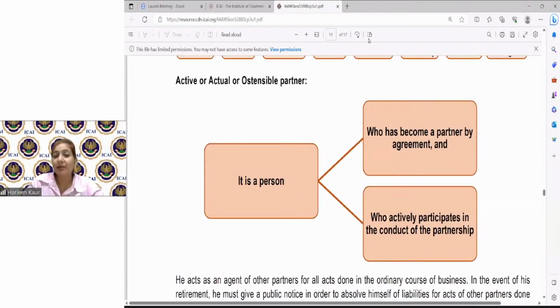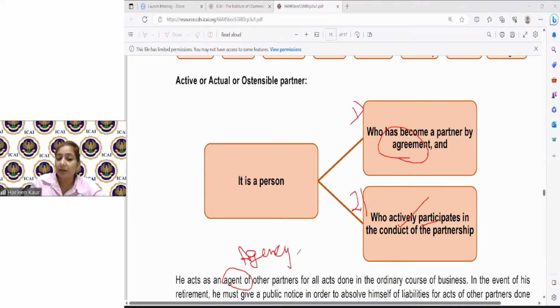So who is an active partner? Number one point, who becomes a partner by an agreement. So A and B are partners and they have signed a partnership by signing an agreement with each other. Number two, he is actively participating. I just showed you a photograph, he is showing presentations, actively participating. So one who is enjoying the participation in the business.